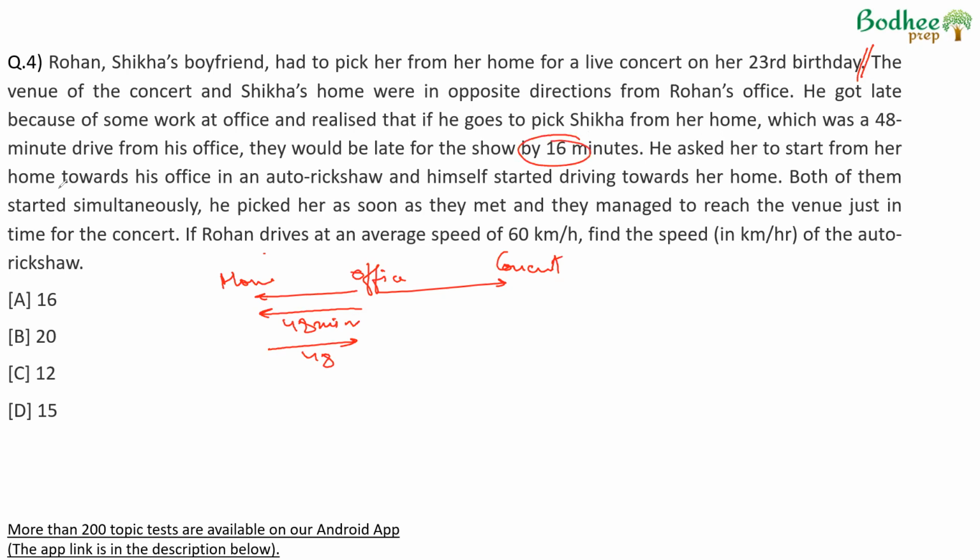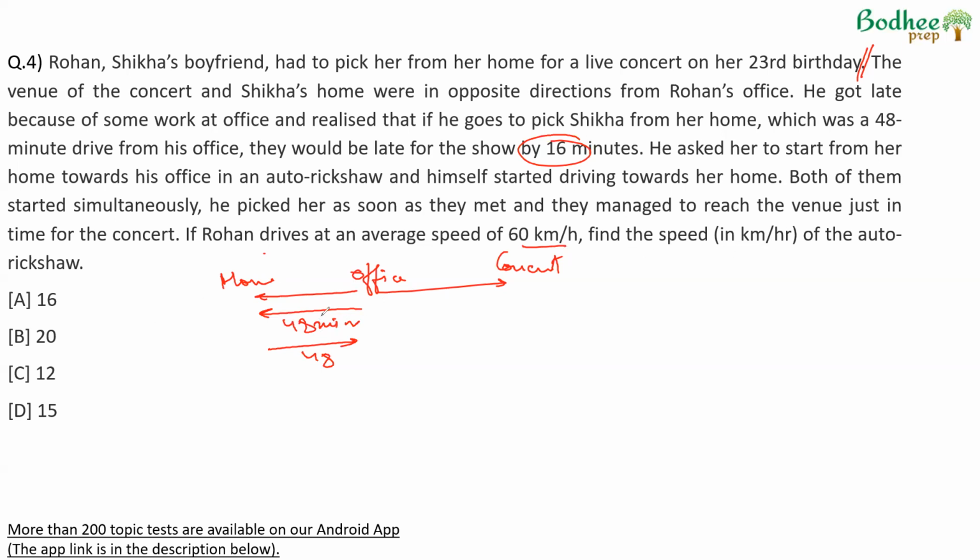He asked her to start from her home towards his office in an auto rickshaw, and he himself started driving towards her home. Both of them started simultaneously. He picked her up as soon as they met, and they managed to reach the venue just in time for the concert. If Rohan drives at a speed of 60 kilometers per hour, find the speed of the auto rickshaw.